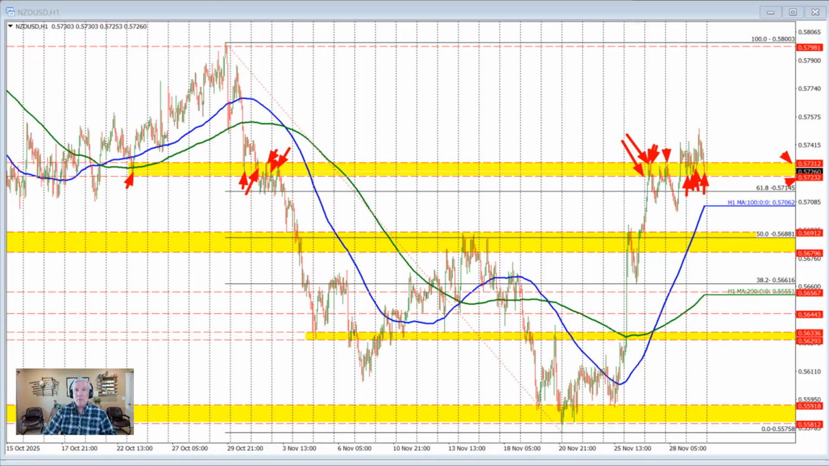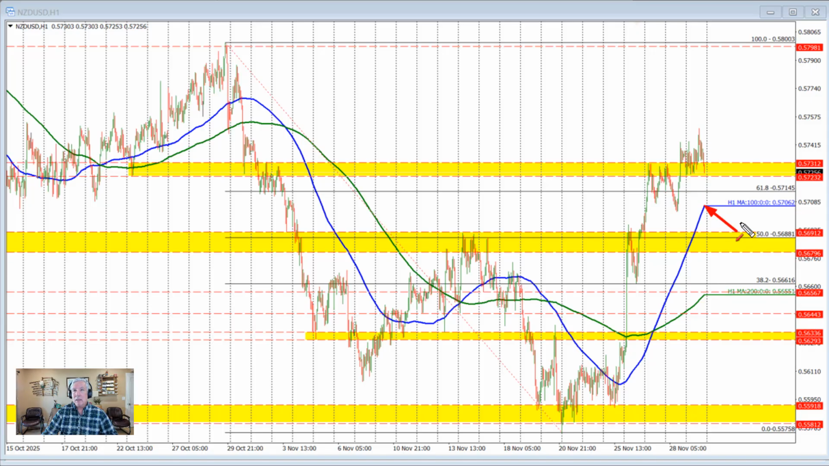0.5731. If the price were to break below that level, then we should see further deterioration in the price. It doesn't necessarily mean that the sellers are firmly in control. It says that they're in play because the price failed above this swing area and is now moving back below that swing area.